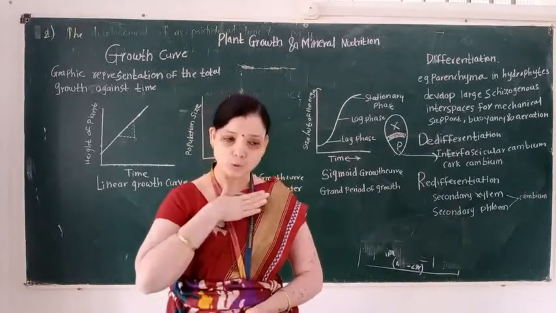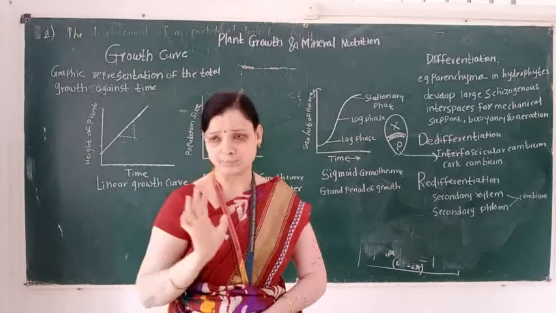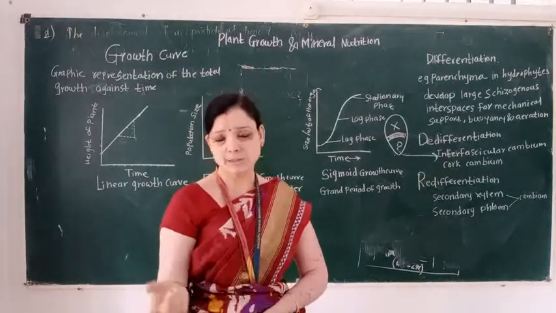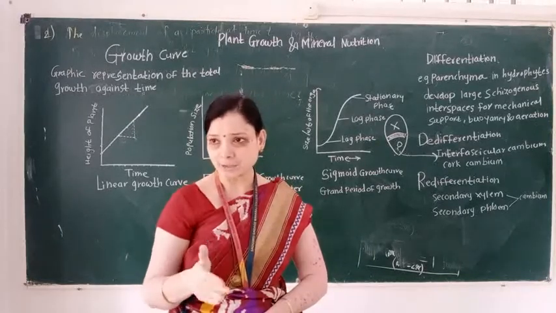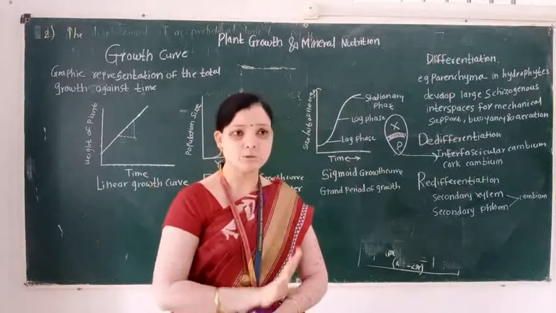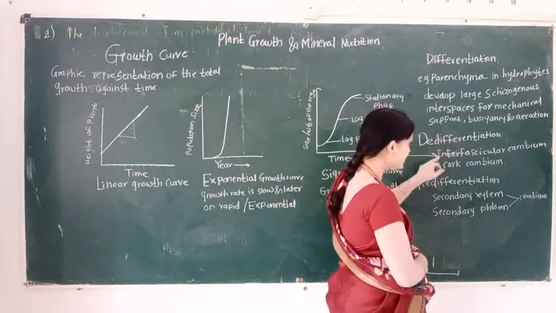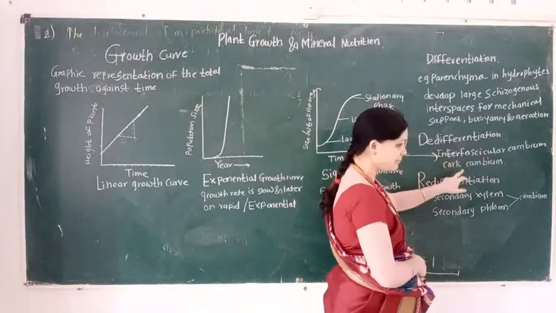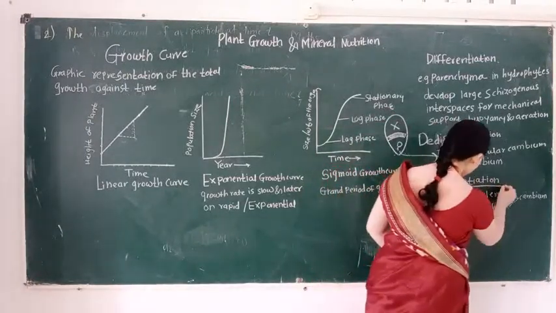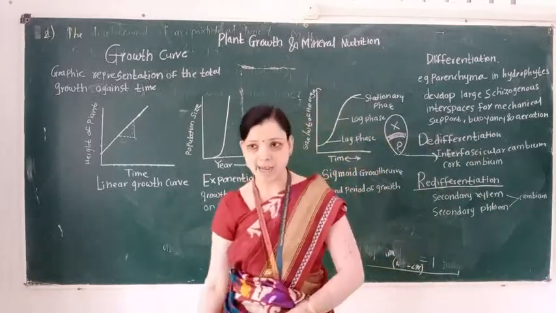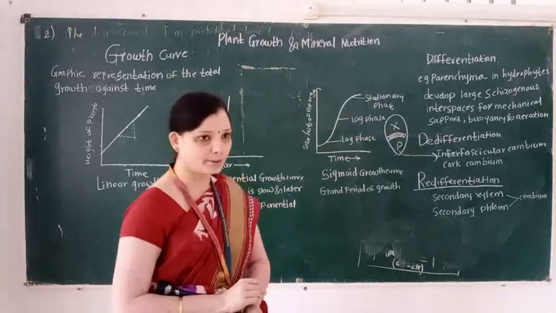Primary growth, that is growth that takes place linearly, that is increase in length of a plant organ, is called primary growth. And secondary growth means increase in the diameter of a plant organ. It is called secondary growth. So dedifferentiation, example interfascicular cambium, and the second example is phellogen. Then we learn the third concept. This is called redifferentiation. What is the meaning of redifferentiation?